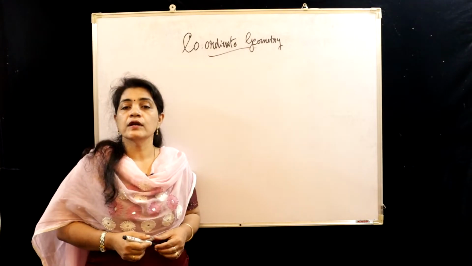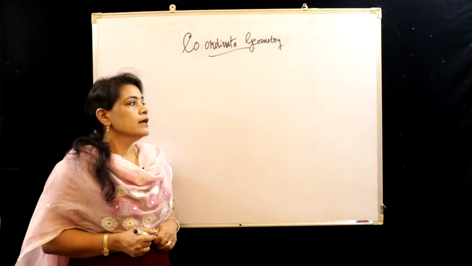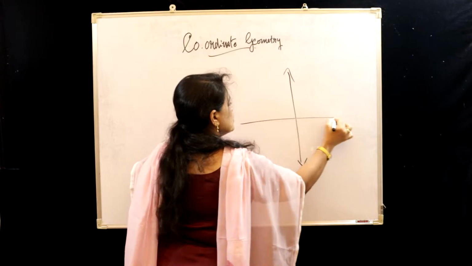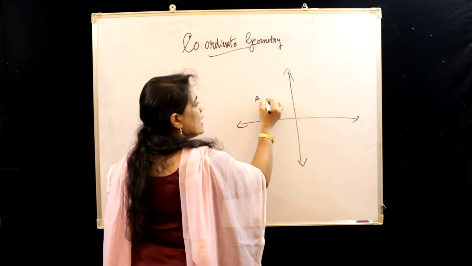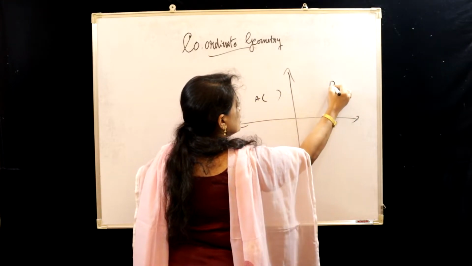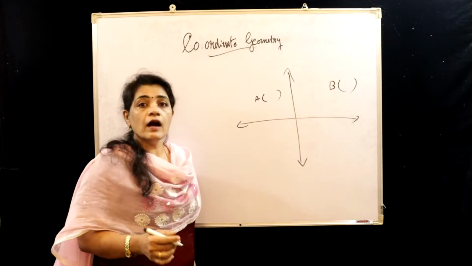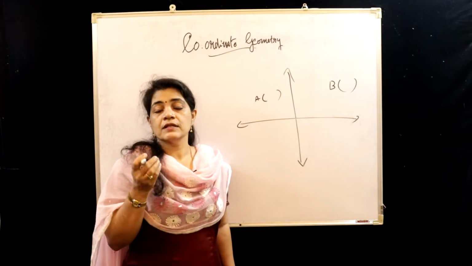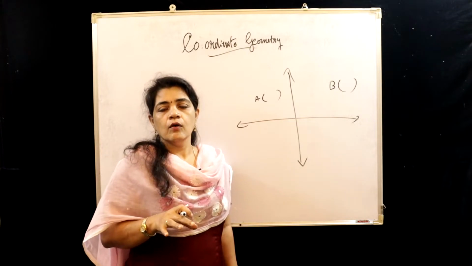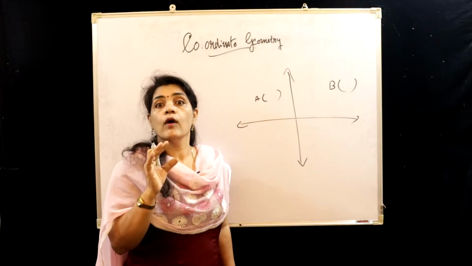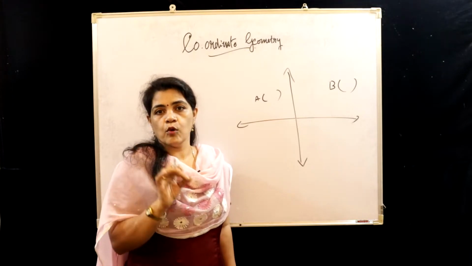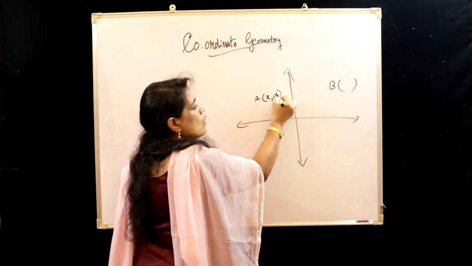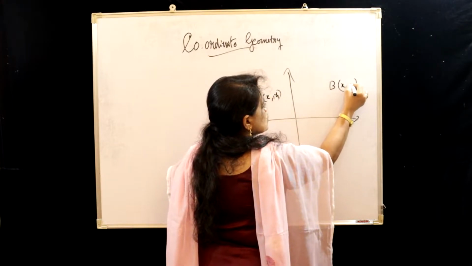Okay, the next point is the distance formula. For that I am marking 2 points in the Cartesian plane. Let it be A, and here we have B, the second point. We have to write its coordinates because we have more than one point. We can't represent it by just x and y, so we have to use suffixes: x1, y1 and x2, y2 for the point B. So the coordinates of A are x1, y1, and B is x2, y2.